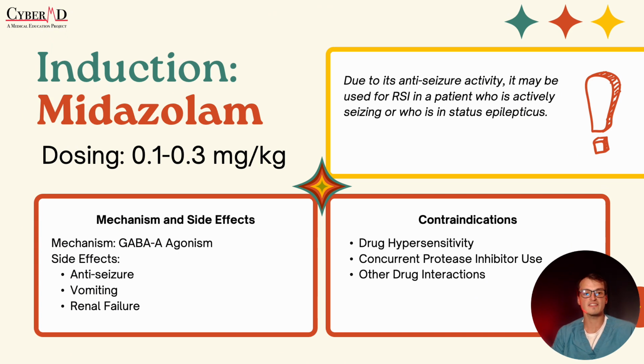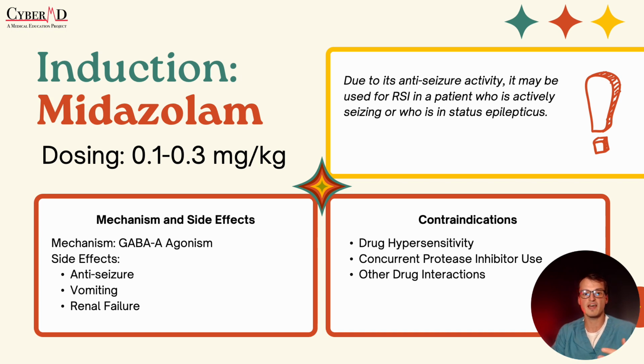And then lastly, for our induction agents, we have midazolam. Midazolam has one letter O, so remember it's going to be 0 point something for the dosing. And in the case of midazolam, it's 0.1 to 0.3 milligrams per kilogram. Also, something that I've come up with to help me remember that this is 0 point something on the dosing for midazolam is that midazolam is a benzo, so 0.1 to 0.3 milligrams per kilogram.